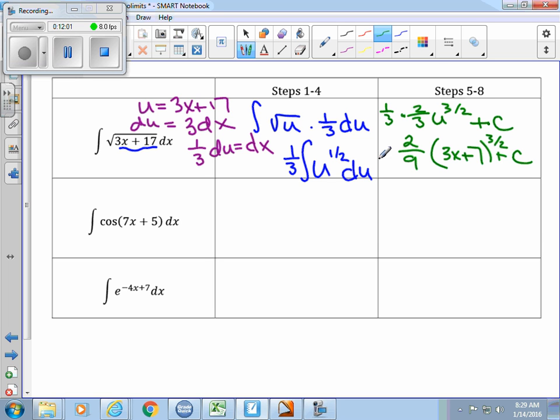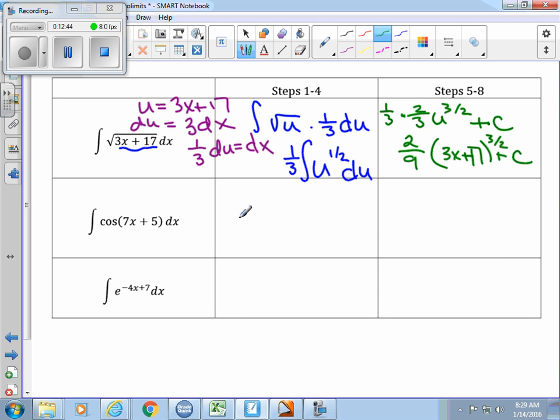Check it. 3/2 times 2/9. That gives you 1/3, right? 3x plus 17 to the 1/2. And then chain rule, what would you multiply by? U prime, which would be 3. And so the 3 and the 1/3 would cancel, leaving me with just 3x plus 17 to the 1/2 power. Oh, 17, sorry. My bad. Okay, any questions about that?